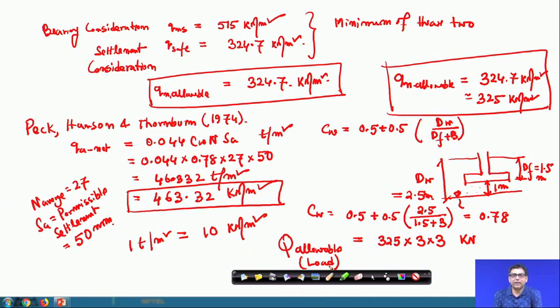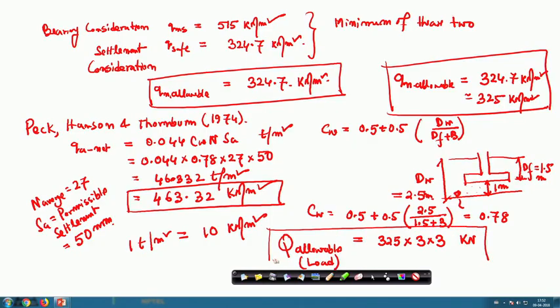So, this foundation can take this much kilonewton load, that is why there will be no bearing capacity failure, and the settlement is also within the permissible limit. So, this is the final recommendation. This is the design load for your foundation. So, you have designed your foundation. This is the maximum load you can apply as a design load on the foundation. That means here we have first fixed the dimension, then we recommend the design.